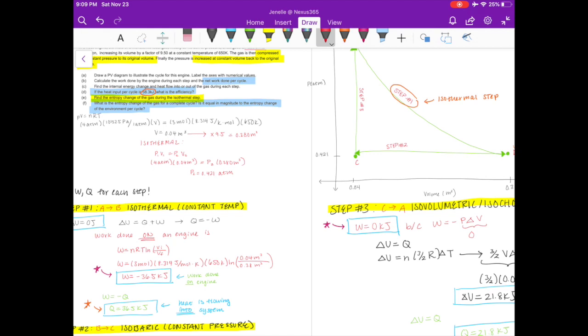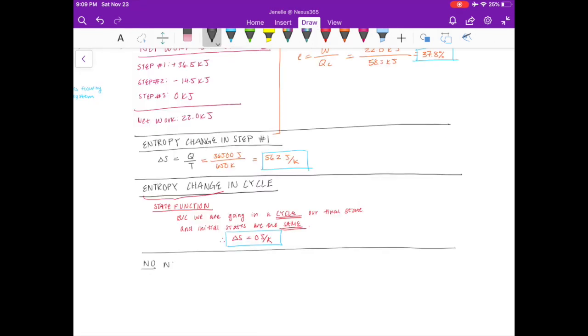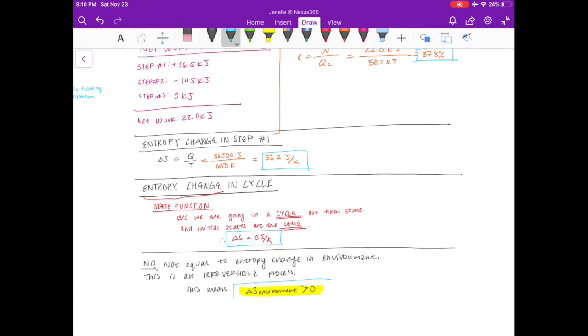The second part asks, is this change in entropy equal in magnitude to the entropy change of the environment per cycle? The answer to this question is no. And why is that? Well, the reason is because this is an irreversible process. And according to the second law of thermodynamics, the total amount of disorder in the universe never decreases. Irreversible processes increase the disorder of the universe. And so the entropy change of the universe is going to be a value that is greater than 0.